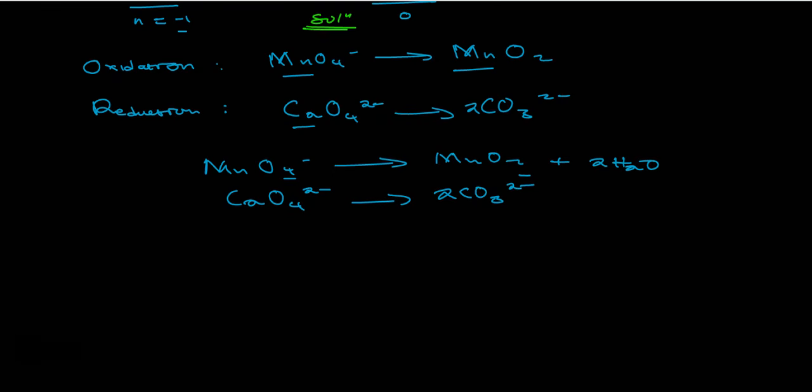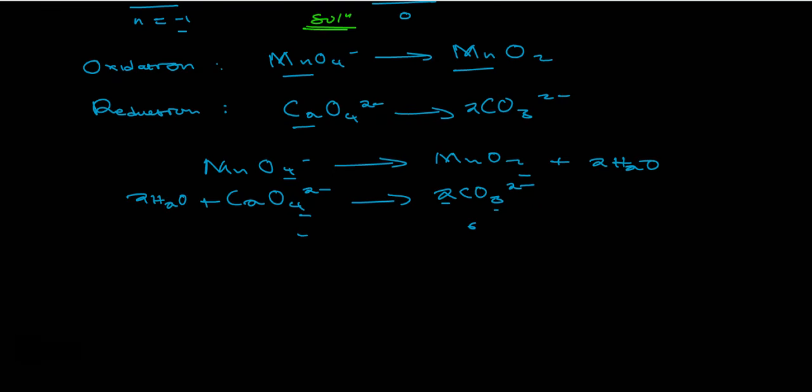What about here? How many oxygen do we have? Here we have 4. Here we have 2 times 3, which is 6. So to make it 6 here, we are going to add 2. We have 6 here. Here we have 4. So I have to add 2 molecules of water, so that we may have balanced oxygen.